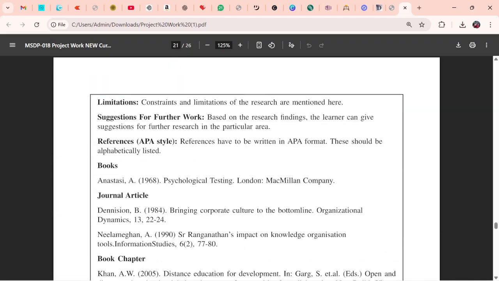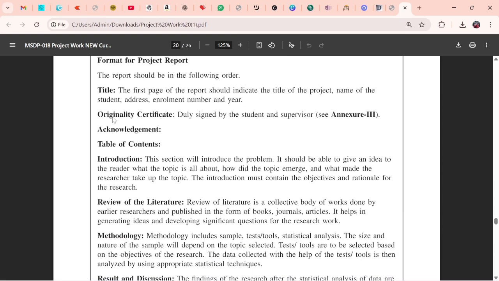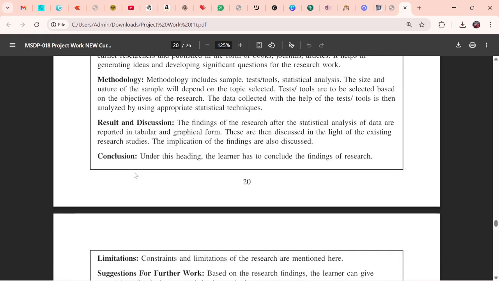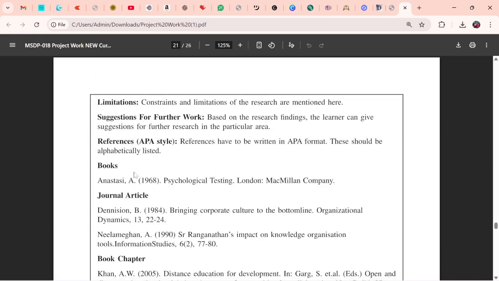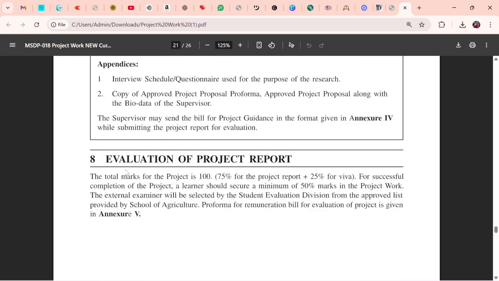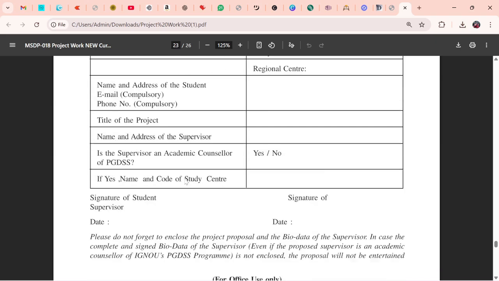Okay, now you can see here, this is the format of project report. First you have to write the title page, then certificate of originality, acknowledgement, table of contents. In the table of contents, you have to mention introduction, review of literature, methodology, result and discussion, conclusion, limitation, suggestions for further work, references, and in this way you have to write your project report. For sample topics, I already had a conversation.